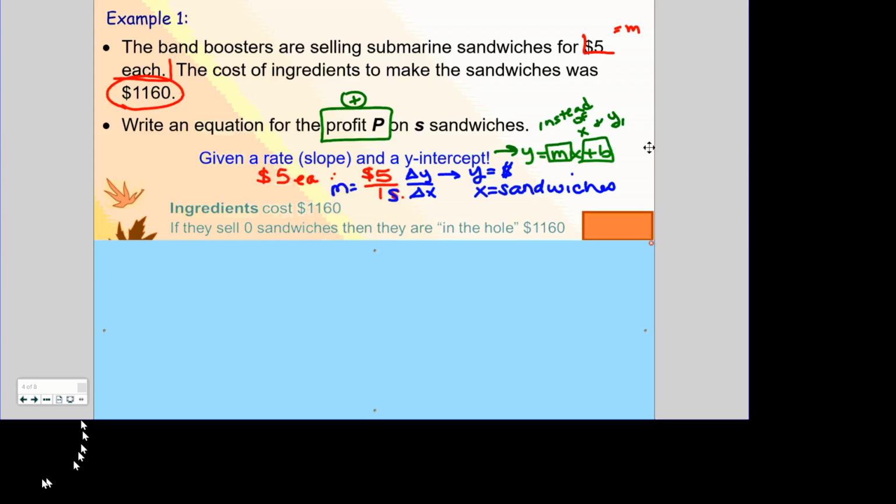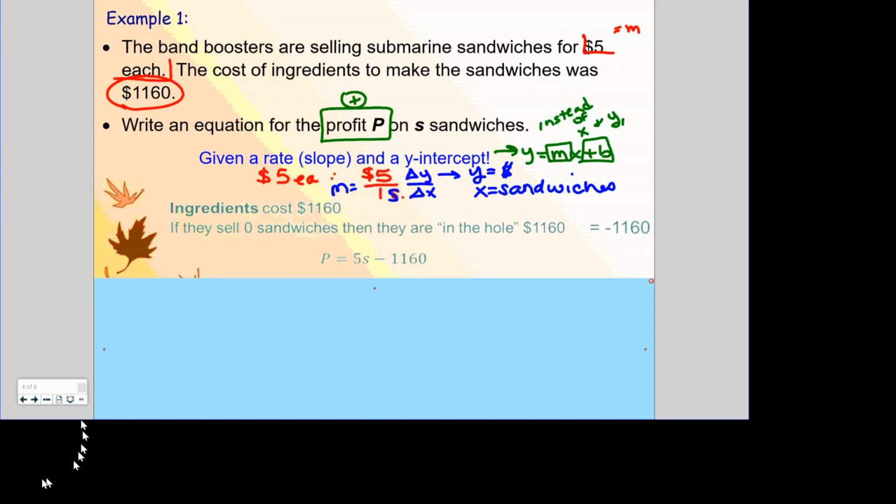So what you can think about is if they were to sell 0 sandwiches, they technically are in the hole, that you could use that expression, $1,160. So it's really a negative $1,160. They don't start making money until they've sold enough sandwiches to make back the money they've spent buying all of these ingredients. So when we put $1,160 into our equation, it's going to go in as a negative.